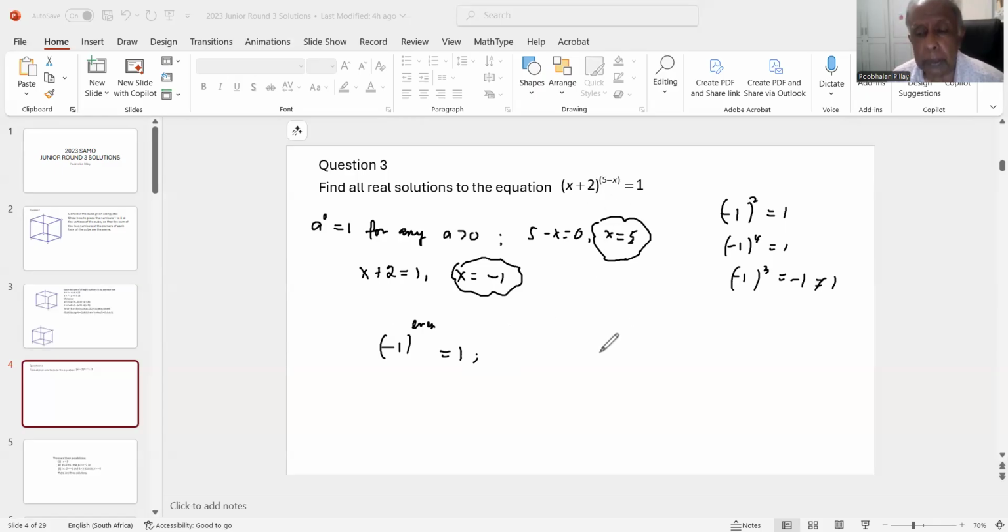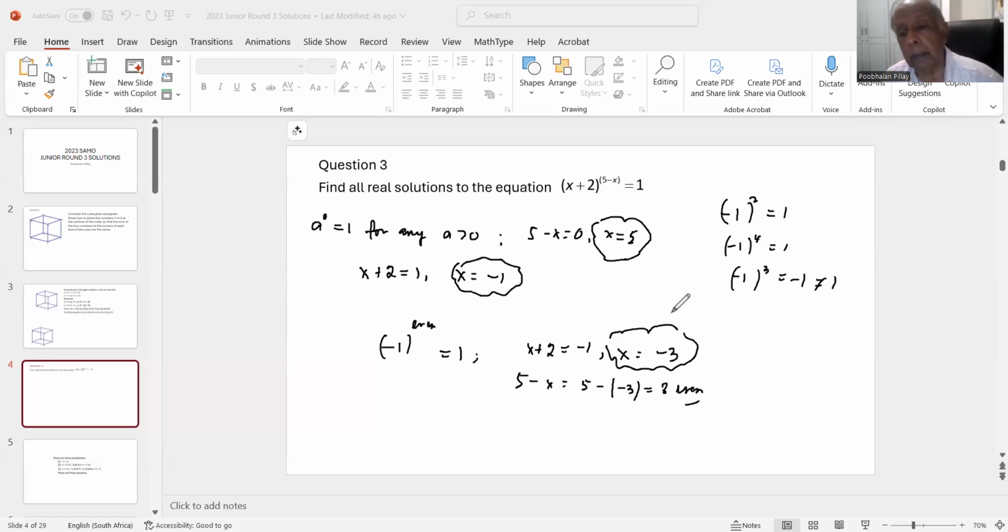So let's look at x plus 2 equals negative 1. Then what is x? X is negative 3. Right? But I want to see whether 5 minus x, that's the power. That's 5 minus negative 3. That's 8, and that's even. All right, so x equals negative 3 is the solution. So the answer is, those are the three solutions, negative 1, negative 3, and 5.